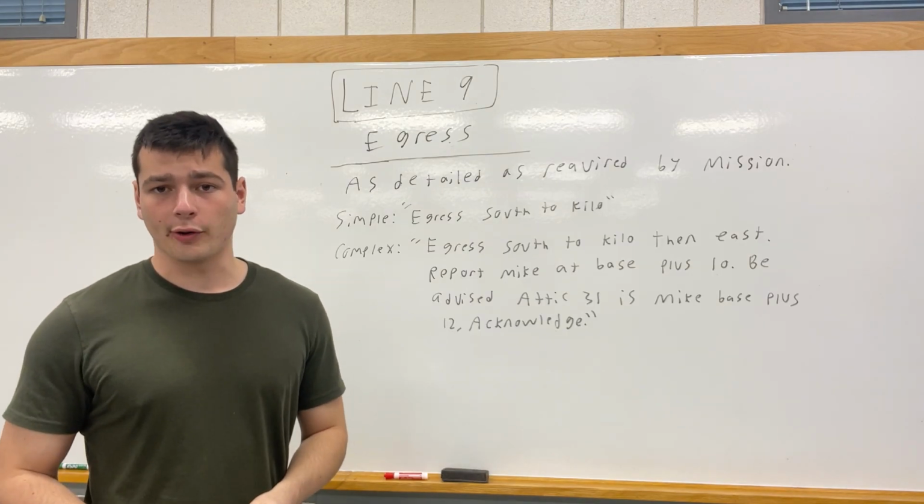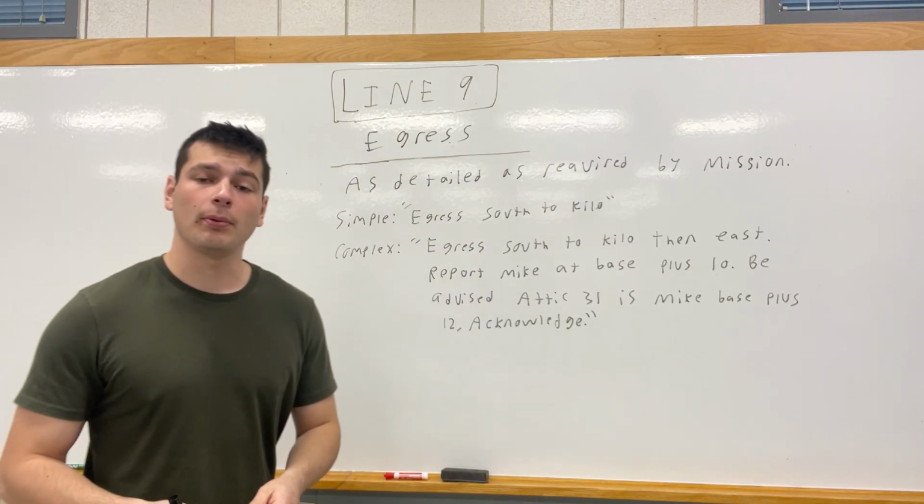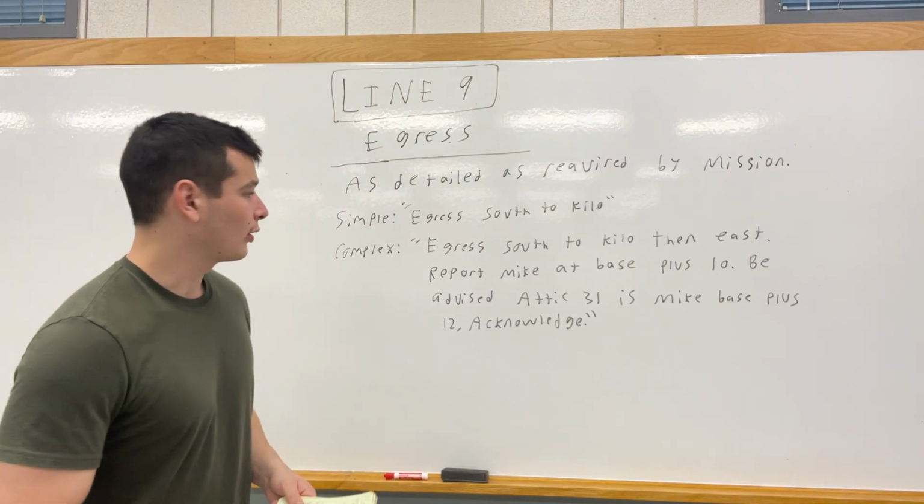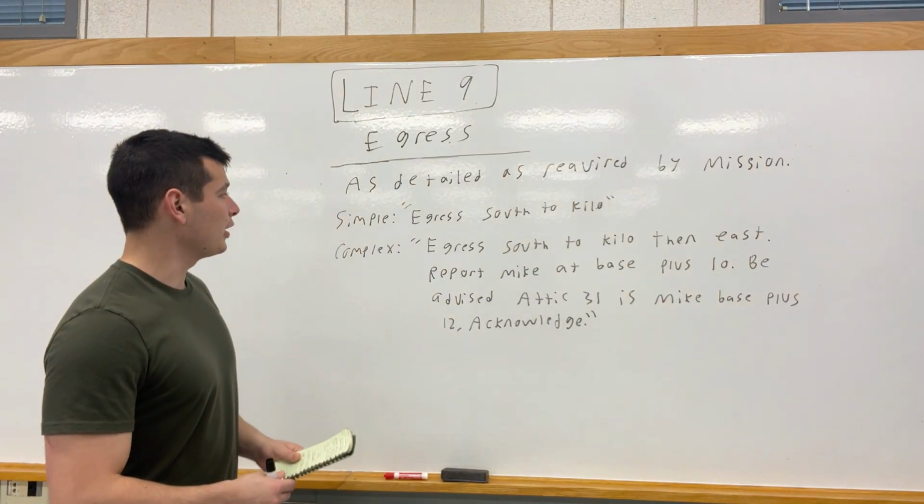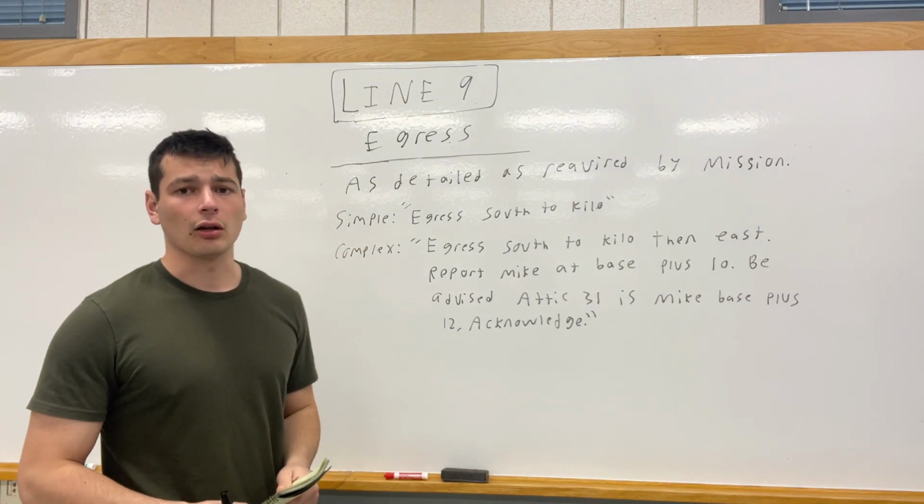Line 9 is where you give the aircraft their egress, and this can be as simple or as detailed as required by mission. So I've got two examples up here. A simple egress would be egress south to Kilo.